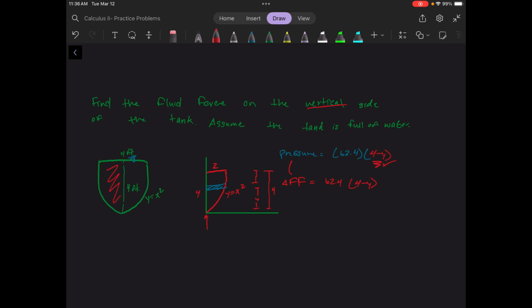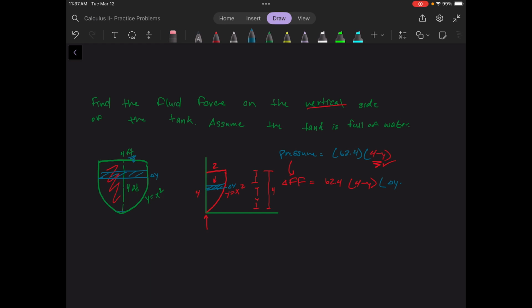How do we get from pressure to fluid force? We multiply by area. So what is the area of this slice right here? Well, you can see that these slices in the tank are just rectangles, right? They have a width of delta y, and we're familiar with doing this. So their area would be delta y times their length. But what is the length?